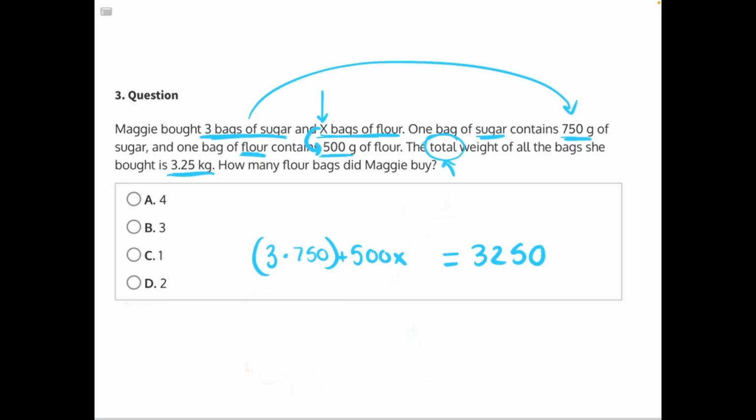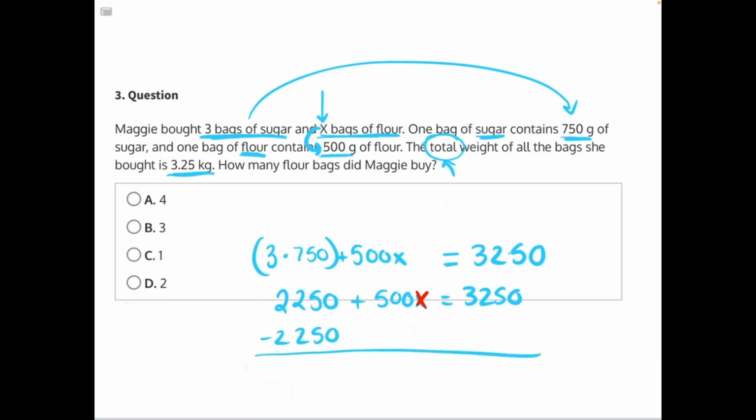So now we can start to simplify and solve for X. Let's start with 3 times 750 to get rid of those parentheses. 2,250 plus 500x equals 3,250. Now we can start isolating our variable. Let's start by subtracting 2,250. Opposite operations to both sides of the equal sign. This will cancel. This will give us 1,000, and then we can bring everything else down.